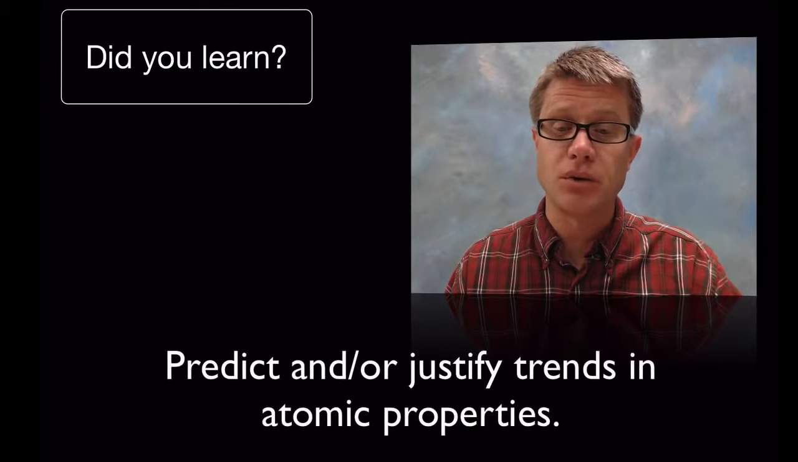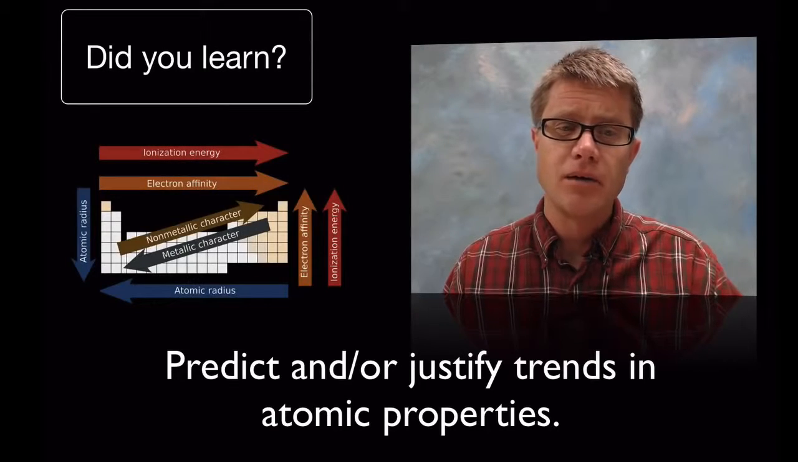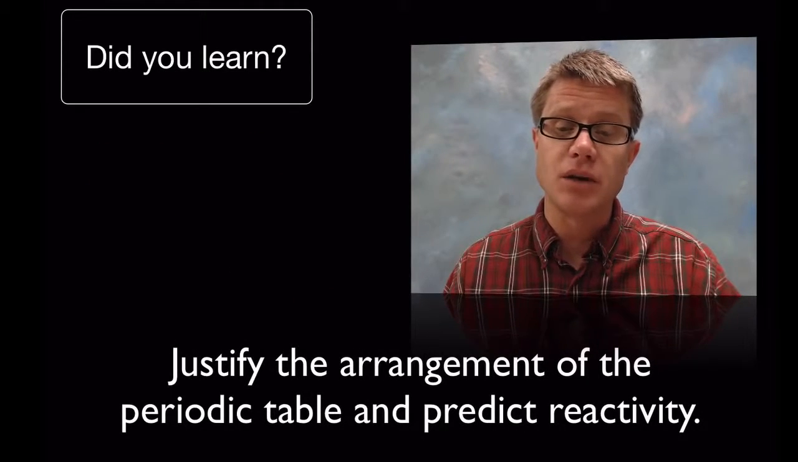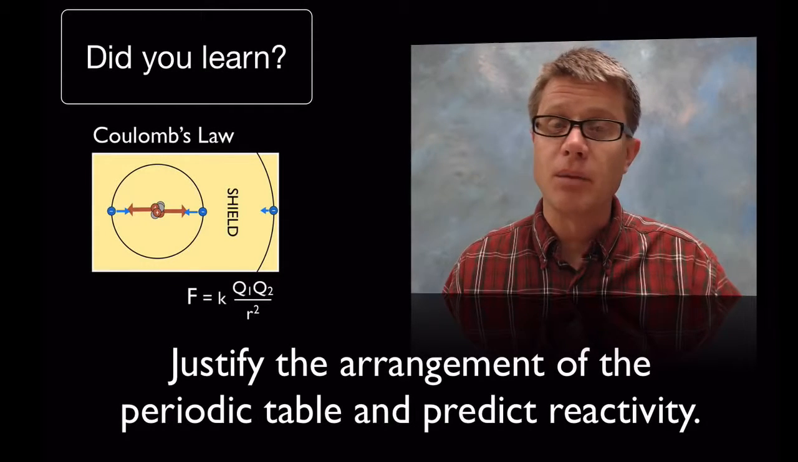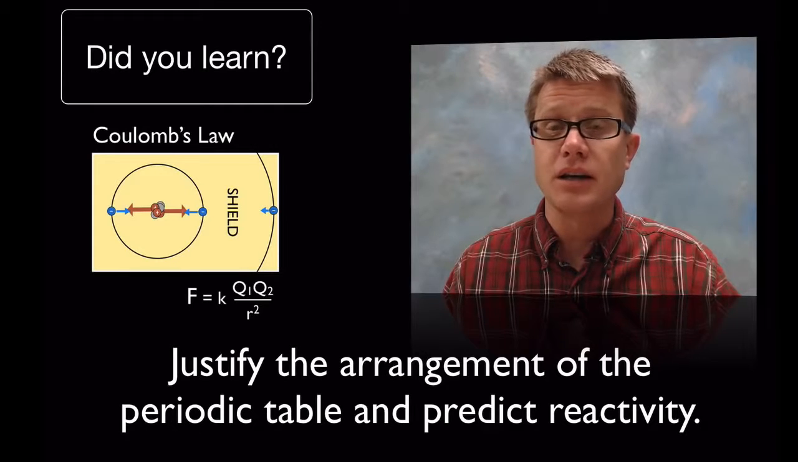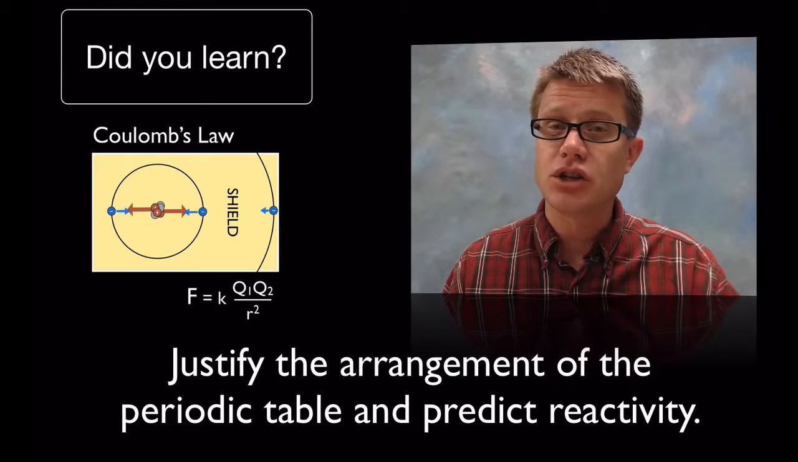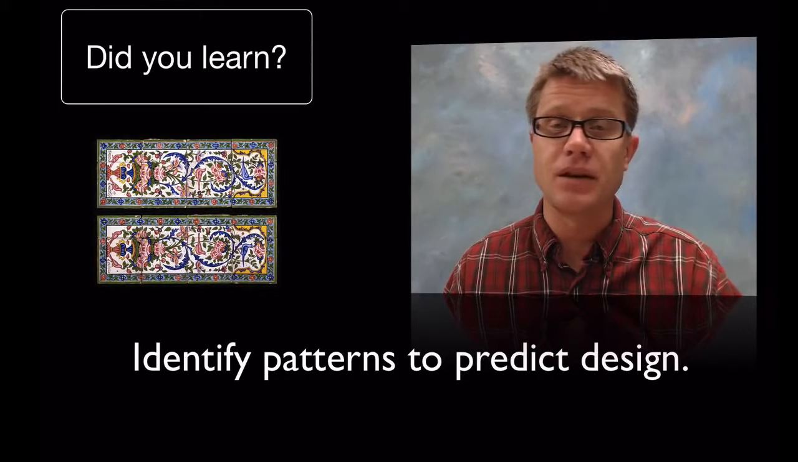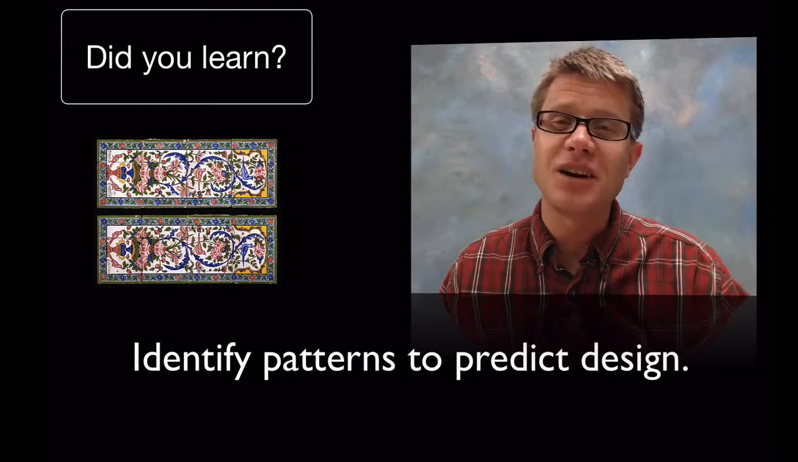So you should have learned to predict or justify trends in atomic properties. Where would I point you if you didn't get that? Remember looking at this chart and seeing how ionization and electronegativity change. If we were to look at justifying the arrangement based on reactivity, it all goes back to Coulomb's law. And remember, the bigger the charges are, the bigger the ionization energy, or the bigger the force holding the electrons in place is going to be. But there's also the shielding effect. And then remember, we can identify patterns to predict design. And the example of silicon and tin oxides are an example of that. So that's periodicity, and I hope that was helpful.